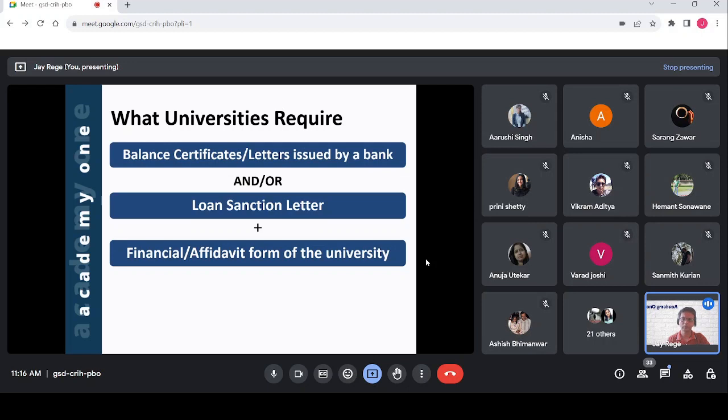So the letter could be on a very simple piece of paper or in a Word document. You just write, print it, and sign it and send it along with your financial document. When I say send it, it has to be uploaded on the university's portal. In some cases, the university would ask you to email the document.